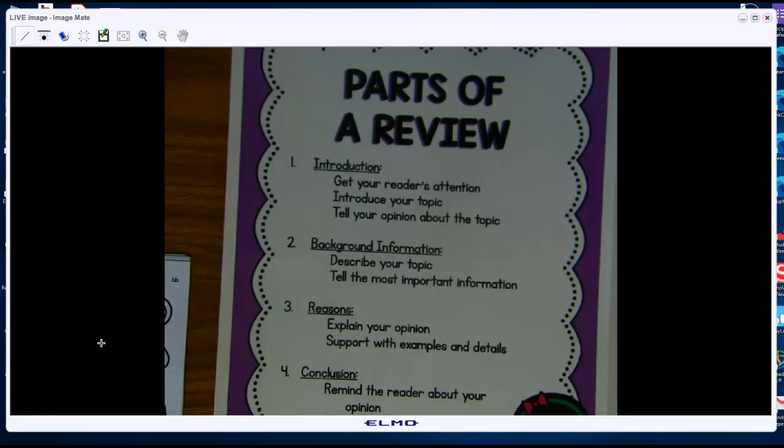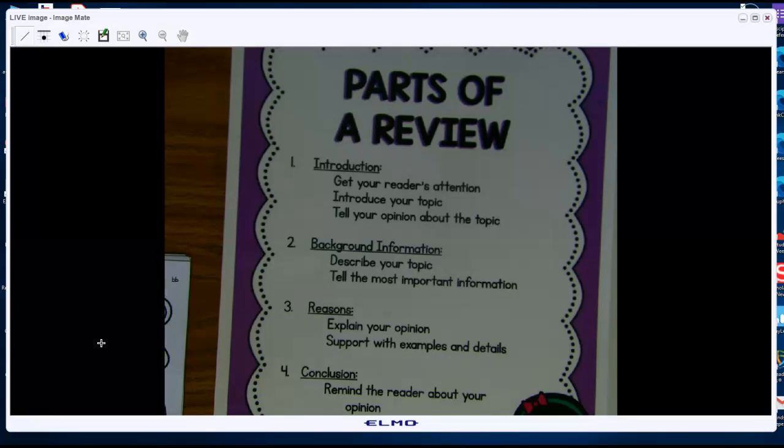And then we move on to background information. And we had a little bit of a hard time on our planner trying to decide what was background information and what were reasons. We kind of got 2 and 3 confused. So today we're going to work on 2 a little bit more. And that's describing your topic and telling the most important information.